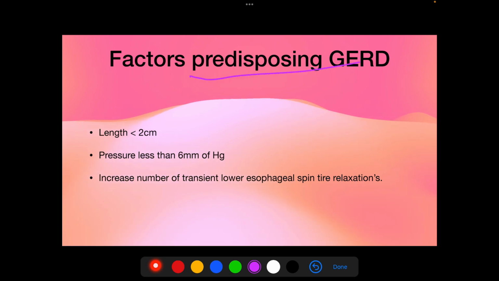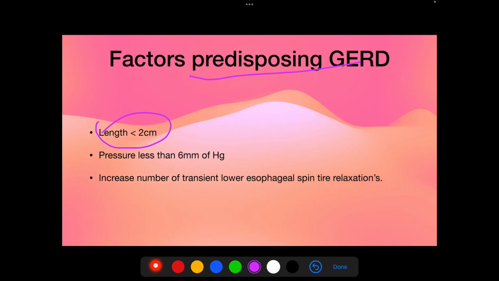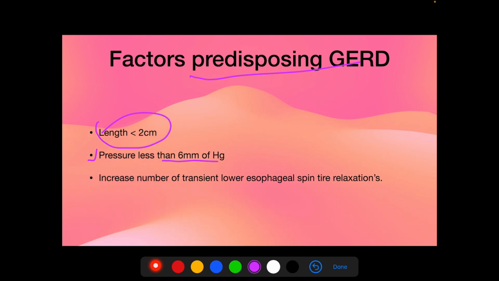Factors that predispose to GERD: length of intra-abdominal esophagus less than 2 cm, pressure less than 6 mm of Hg, as well as an increased number of transient lower esophageal sphincter relaxations.